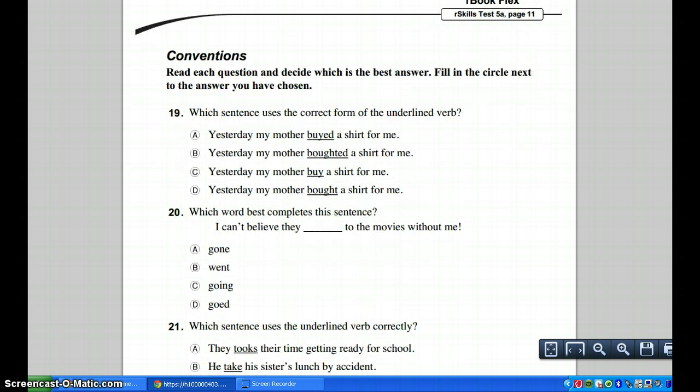The next page, conventions. Read each question and decide which is the best answer. Fill in the circle next to the answer you've chosen. Number 19 says, which sentence uses the correct form of the underlined verb? A, yesterday my mother buyed a shirt for me. B, yesterday my mother boughted a shirt for me. C, yesterday my mother buy a shirt for me. D, yesterday my mother bought a shirt for me.